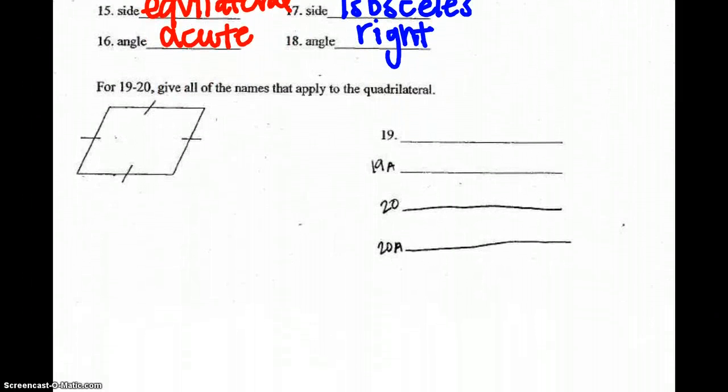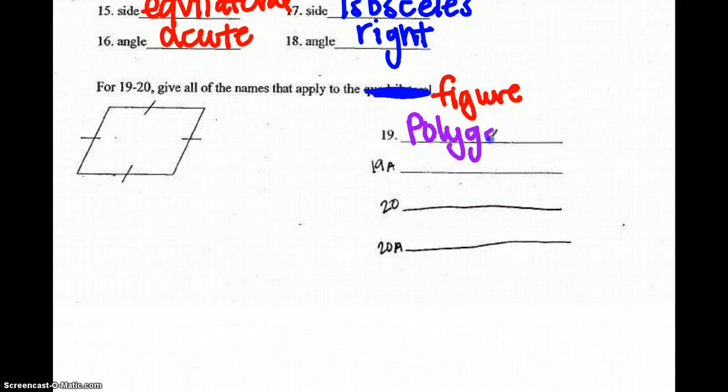So for this next one, I need to give all the names that apply to this quadrilateral. Let's cross out quadrilateral and write figure, because I had to change that on your test and forgot to change it on your review. So all the names that apply to this figure. Okay, because one of the names, we know all closed figures are called polygons. We also know that this shape has 4 sides, so it's called a quadrilateral.